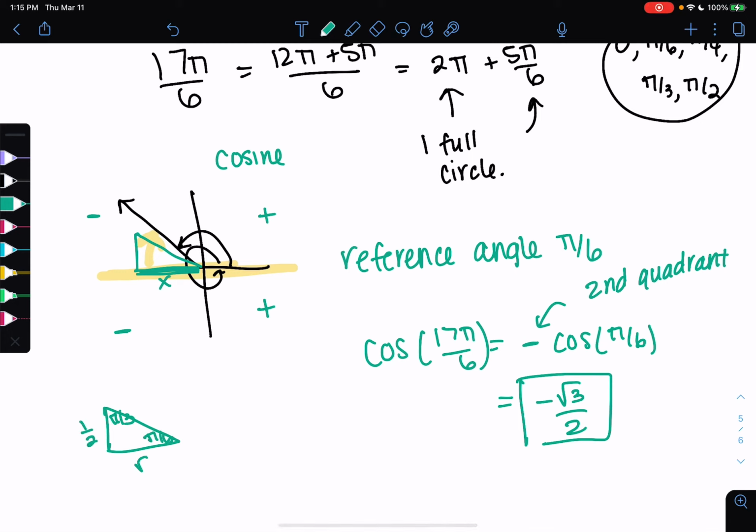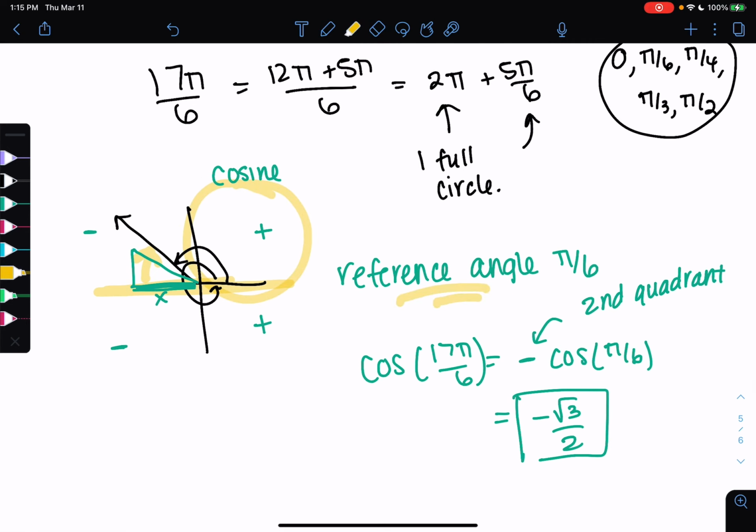And then for matching pi over 4, we have root 2 over root 2. So that's kind of how I memorize it. So the short side's 1/2, the long side's root 3 over 2, and then the equal sides are root 2 over 2. But you'll definitely do better in calculus if you at least memorize the values in the first quadrant. And then everything else we can just use reference angles.